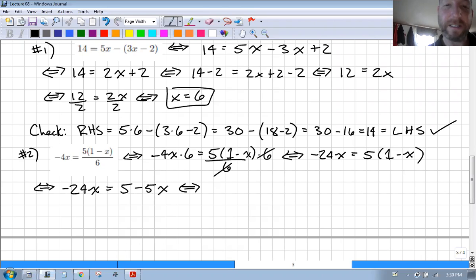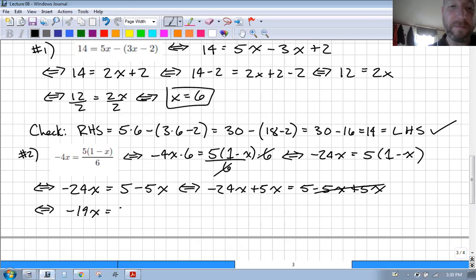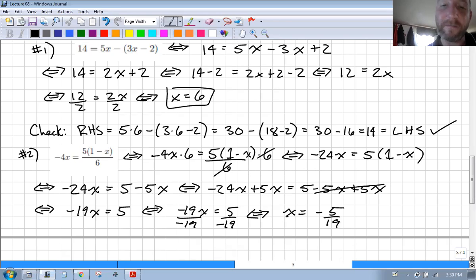All right, now let's get our x's together. We can add 5x to both sides. Like that goes away. And let's see here. Negative 24x plus 5x is a negative 19x equals 5. Now we can divide both sides by a negative 19. So we have x is a negative 5 over 19.